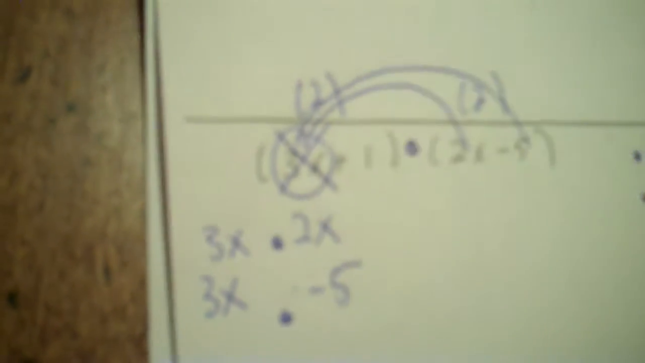Now the 3x is done. It's been distributed. Now you repeat the process with your positive 1. So you're going to be taking 1 times 2x. Then you go back to your 1 and take your 1 times negative 5. Okay? Now figure out these products.